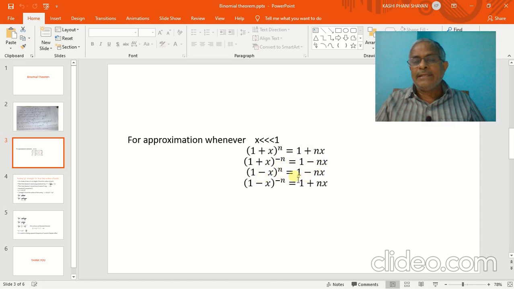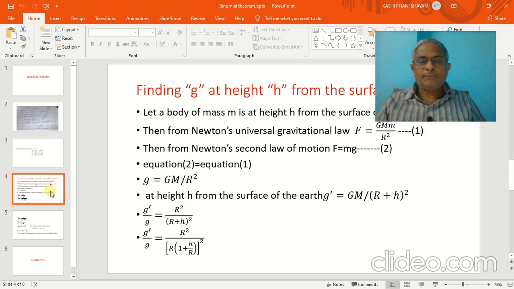Minus into plus, minus n into x, nx. Minus into minus, plus, 1 plus nx. Understood? Students, I think you understood how you are using it for approximation. Students, observe and concentrate on this point.